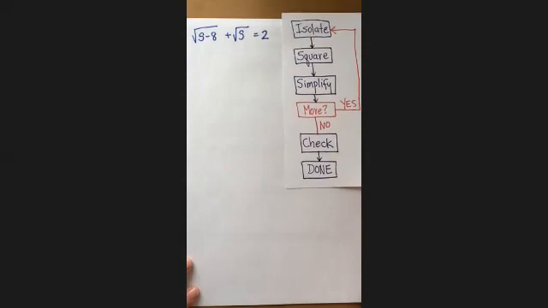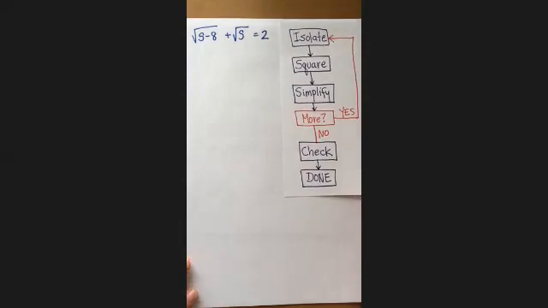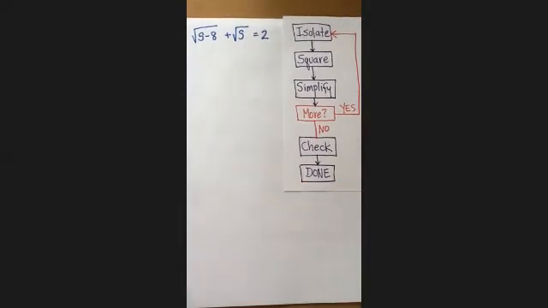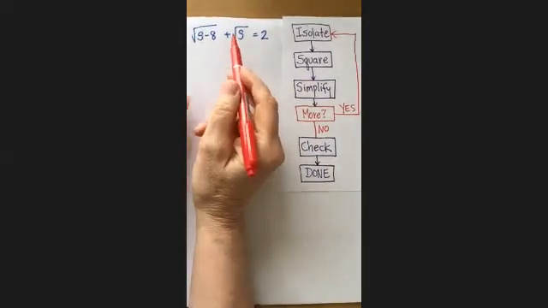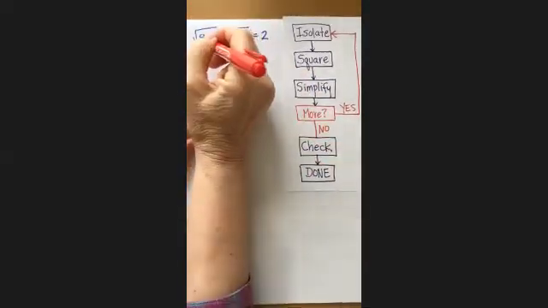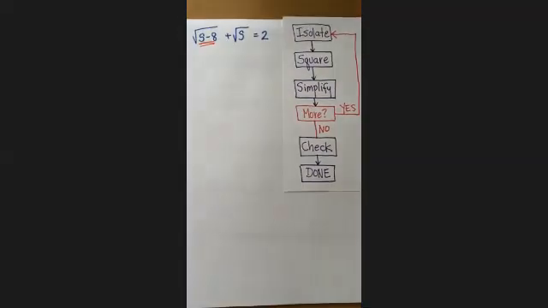So I want to get out my algorithm so that I keep track of what I'm doing and I can point it out as I go along. The first thing that we're going to do is isolate our radical. And we want to isolate the messiest one. Well, s minus 8 to me is a messier radical than just plain s. So we're going to pick that one.